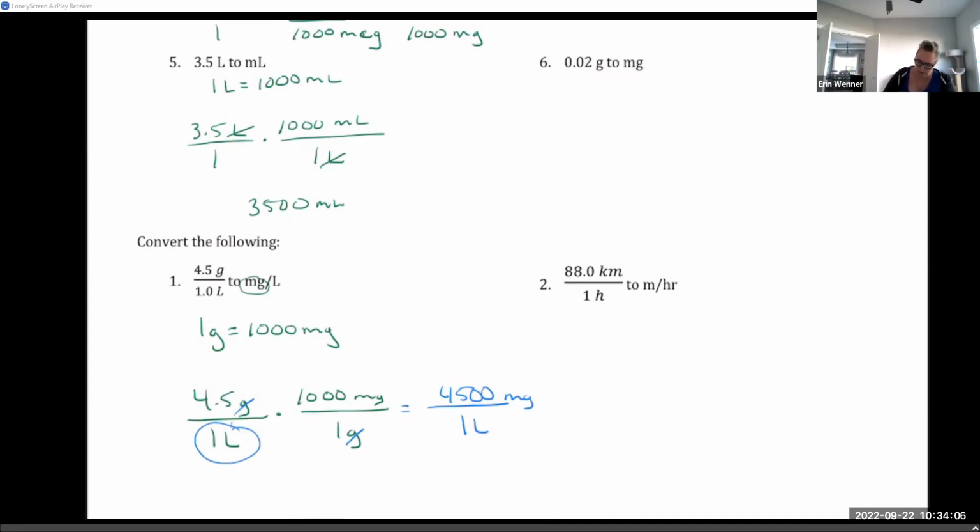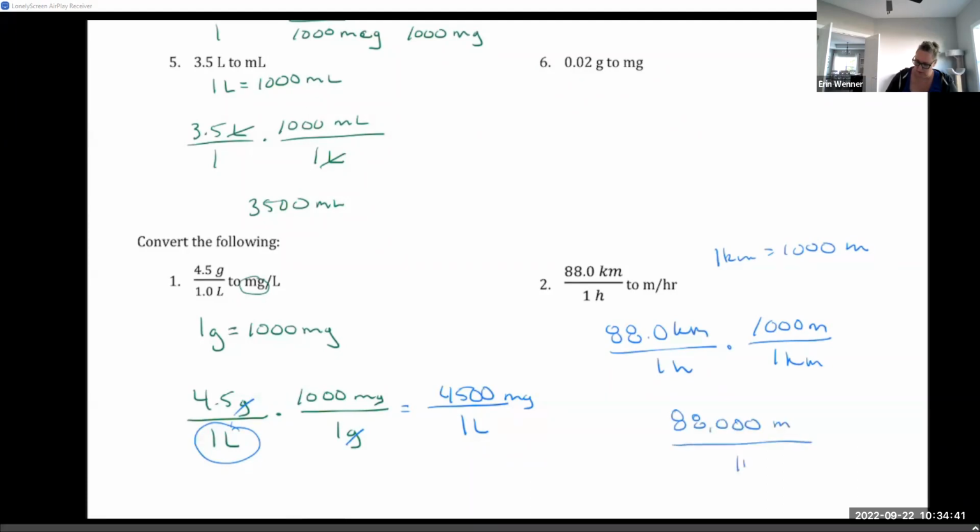So converting this, we're going to take 88.0 kilometers over 1 hour, and we're going to multiply it by 1,000 meters over 1 kilometer. And again, why are we doing that? It's because 1 kilometer equals 1,000 meters. So multiplying this, 88 times 1,000 gives us 88,000 meters in 1 hour.